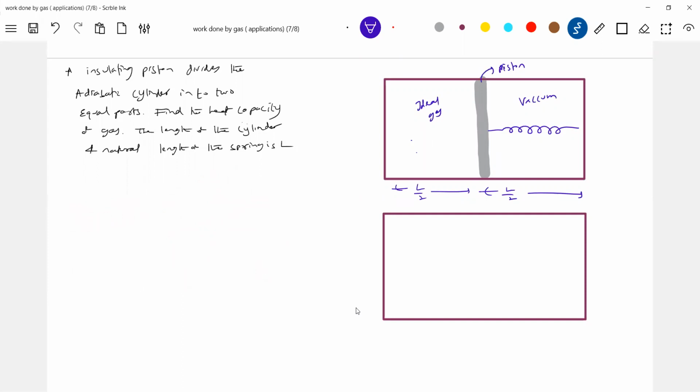Okay, read carefully. So what you can do it now. So what is the length of the spring? Natural length of spring is L. So initially what is the state of spring? Compressed, no? It's a monoatomic ideal gas. Mono, I'll write it.